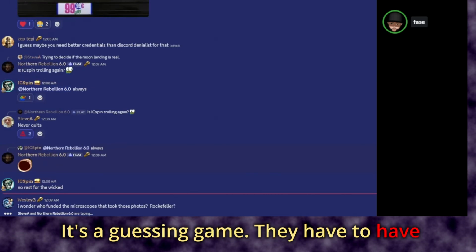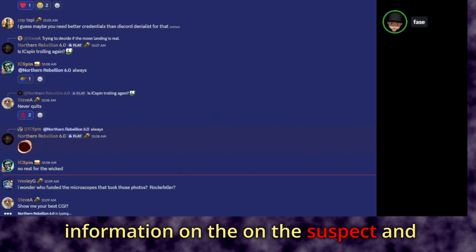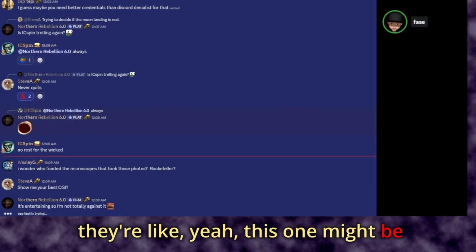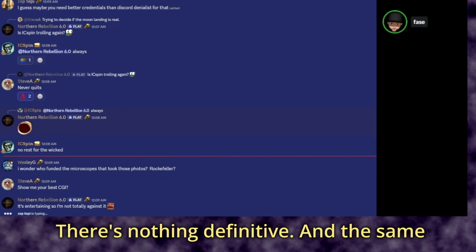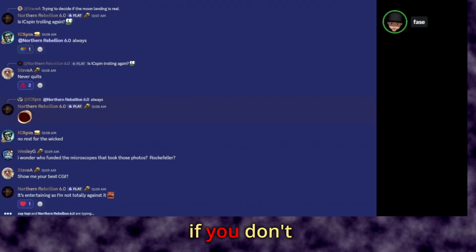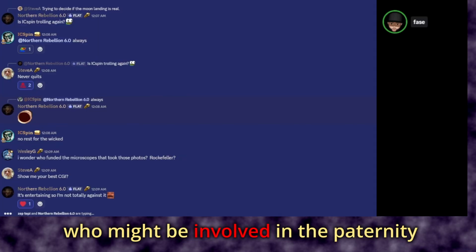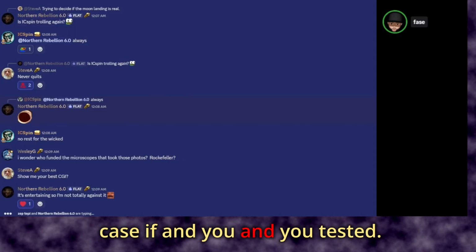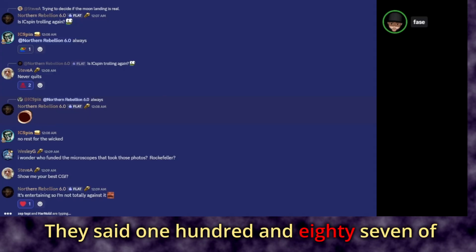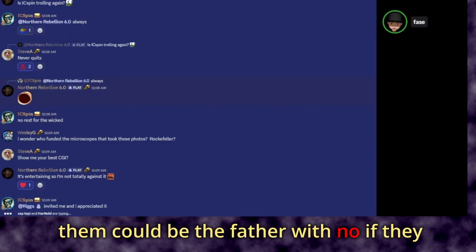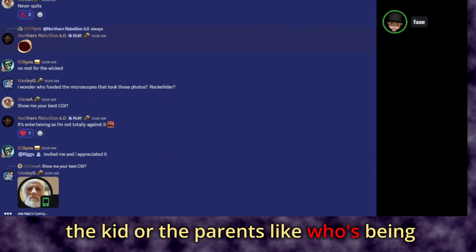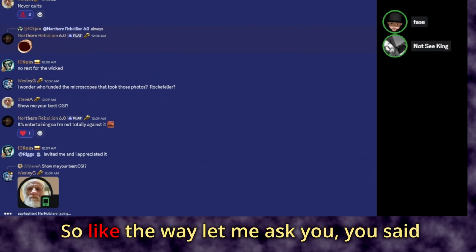It's a guessing game. They have to have information on the suspect, and then they match up these graphs, and they say, yeah, this one might be closer than the other one. There's nothing definitive. And the same goes for paternity testing. If you don't have information about the actual parents who might be involved in the paternity case, and you tested, I think it was 300 men, they said 187 of them could be the father, if they don't have any other information about the kid or the parents who are being disputed in the paternity case. So that's not the way it's presented.